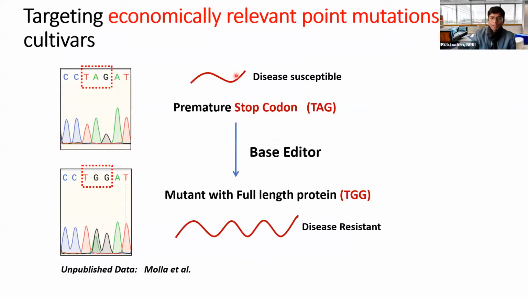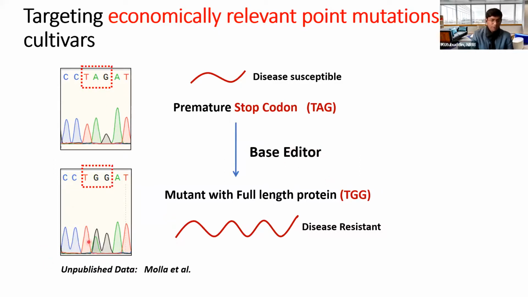So this is another exciting single slide. This is a classical example of how susceptibility could be converted to resistance. In one gene there is a premature stop codon. In the cellular DNA sequence, if TAG is present, that is treated as a red signal to the translating machinery. This TAG is a stop codon, so protein synthesis would be stopped here. As a result, the protein is not produced in full length, and the genotype would be disease susceptible.